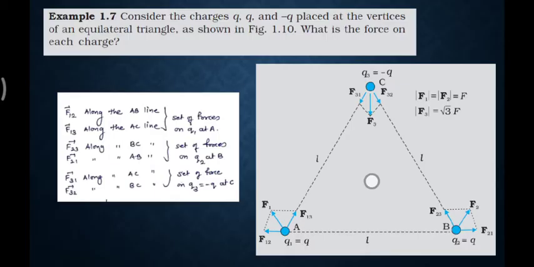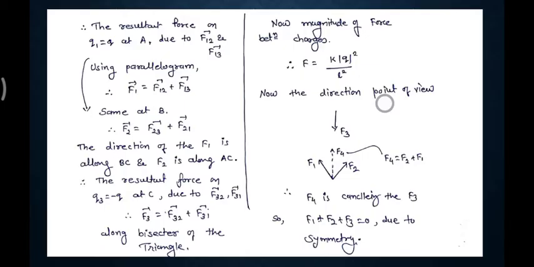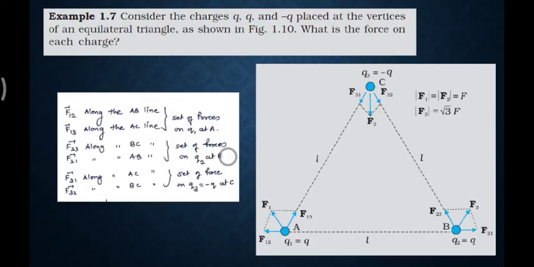How can you judge? See, I can fit F1 in here. So I can say F1 is along BC, B and C. F1 is along BC and F2 is along AC. Yes, alignment. This is AC.